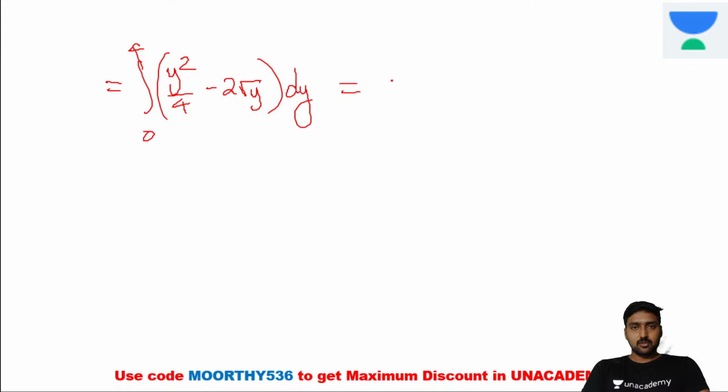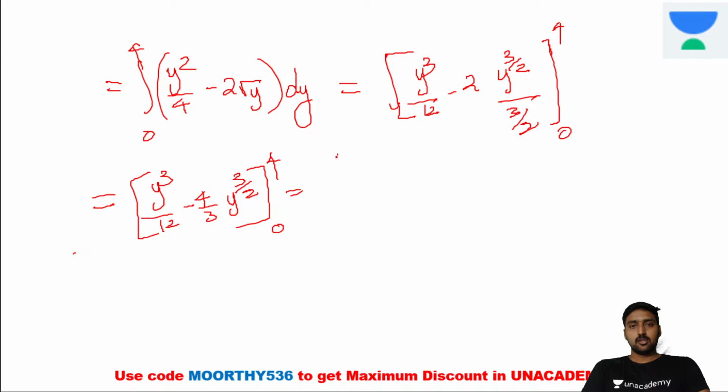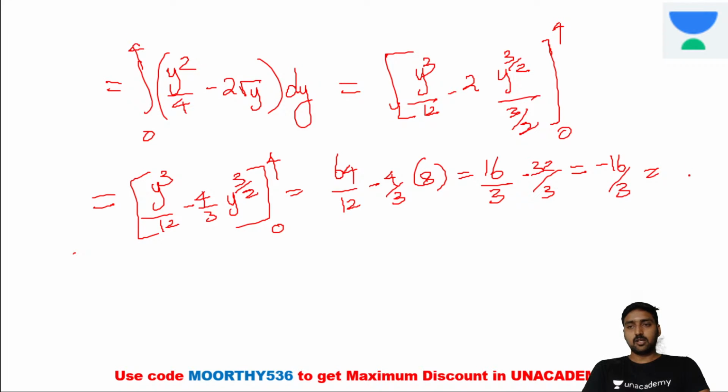Now integrate the function. What about the integration of y square? It's y cube divided by 12 minus 2 into y power 3 divided by 2, divided by 3 divided by 2. Now substitute the upper limit minus lower limit. It's y cube divided by 12 minus 4 divided by 3 into y power 3 divided by 2. Upper limit 4: substituting 4, 64 divided by 12 minus 4 divided by 3 into 8. It's equal to 16 divided by 3 minus 32 divided by 3. If you take the LCM, the value is minus 16 divided by 3. We are going to consider only the magnitude, so 16 divided by 3 is the answer.